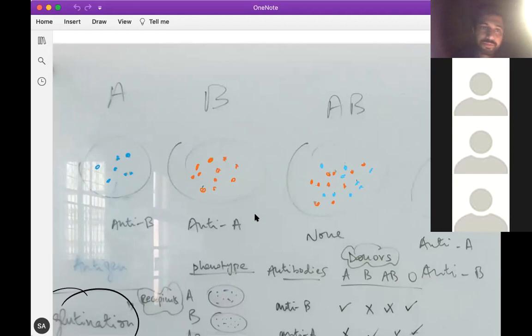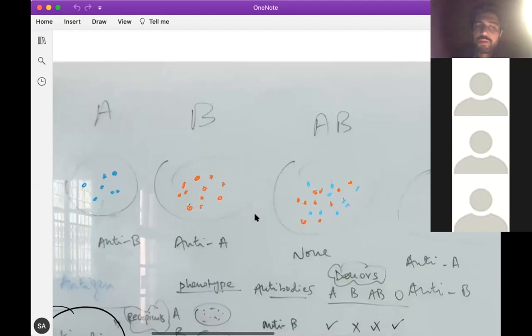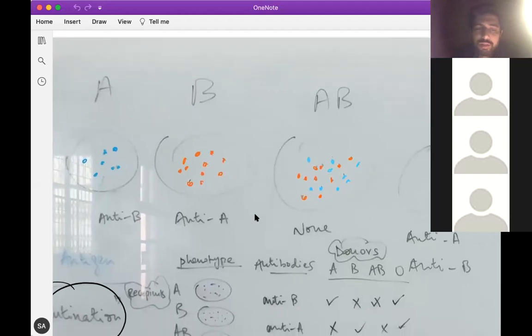Sir, can a person having blood group B donate blood to a person having blood group AB? Just hold on for a minute and we will answer this exactly. Just one minute. Let me complete this for completeness' sake, then I'll answer this.